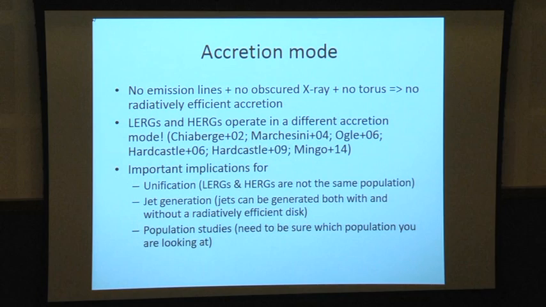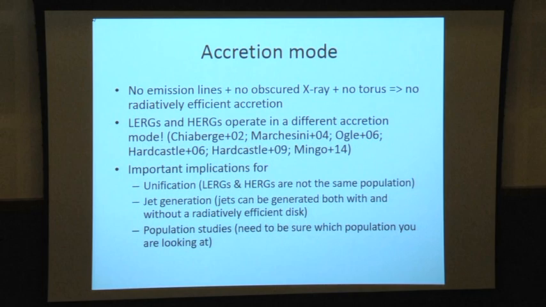What this means, first of all, is that the idea that you need to exclude your low excitation objects from orientation-based unified models is true in that case. It doesn't make any sense to be treating these in the same way as the high excitation objects. A point Robert's already made, but I think is very important because it must be telling us something about jet generation, is that we can generate jets, effectively identical in terms of their radio properties, both with and without a radiatively efficient disk. Therefore, the disk is not making the jets.